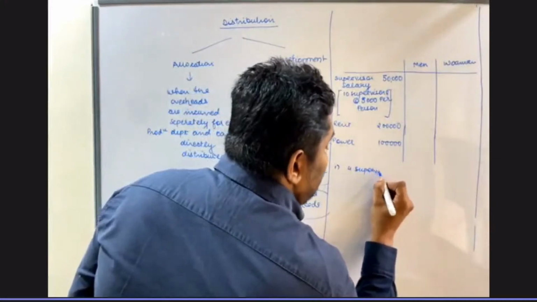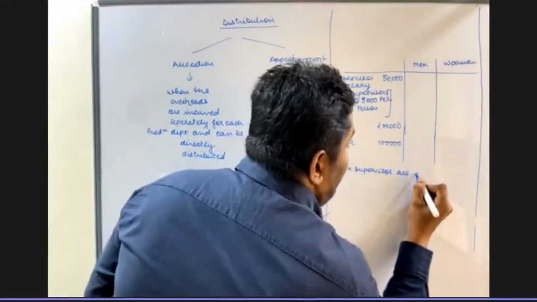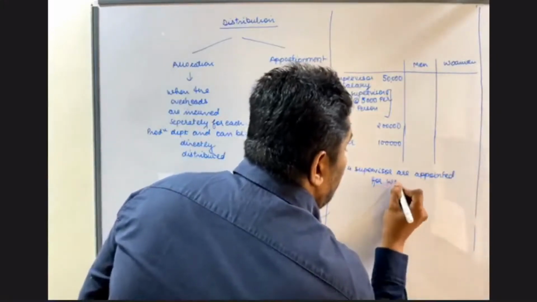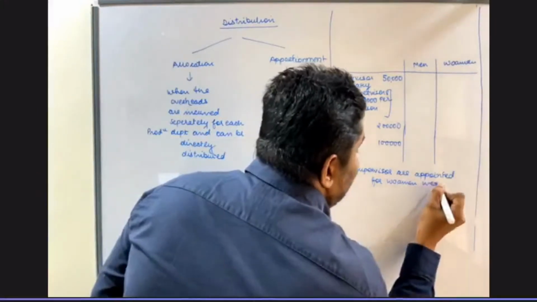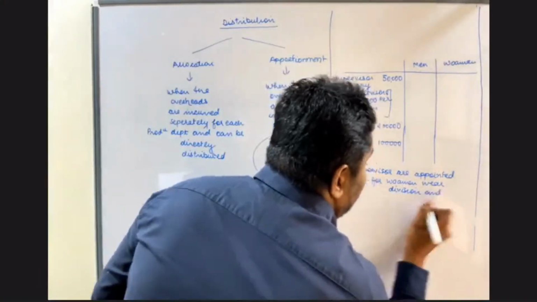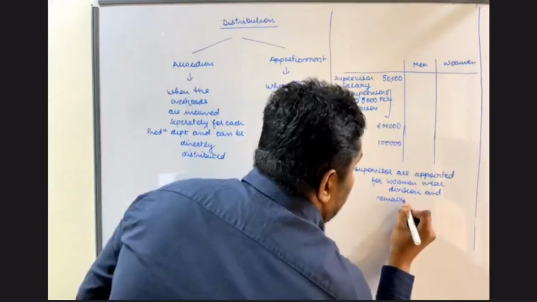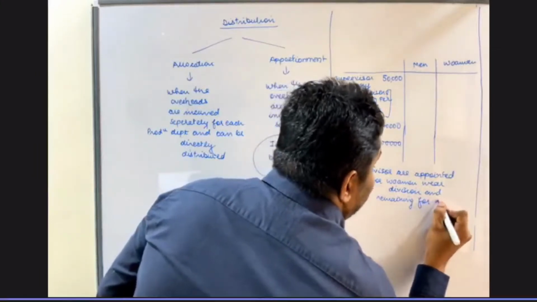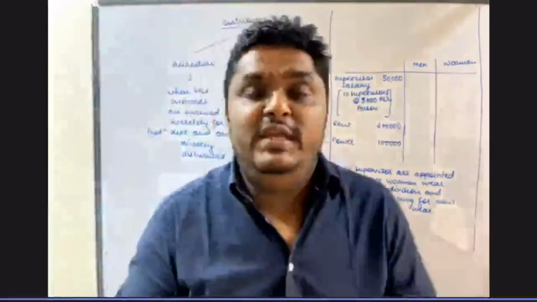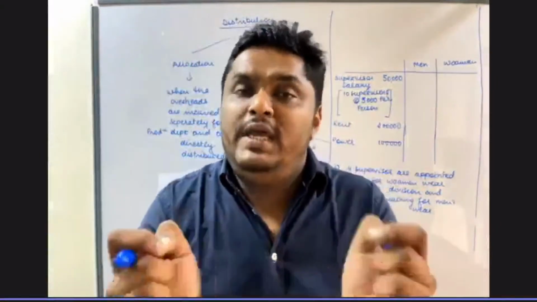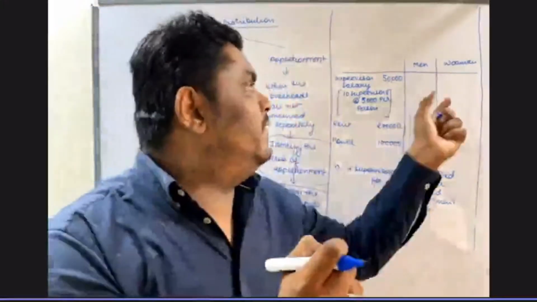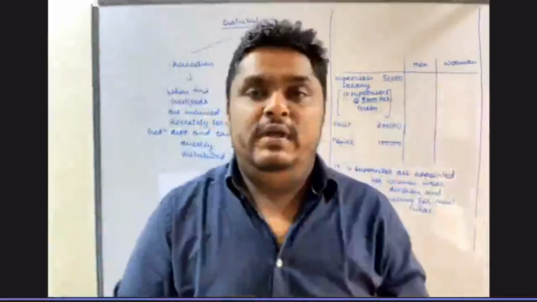The first information that is given in the question is that 4 supervisors are appointed for women's wear division and the remaining for men's wear. This information is given in the question that there are total 10 supervisors in our factory, out of which 4 supervisors are supervising the work done by the workers in women's division and the remaining for the men's division.